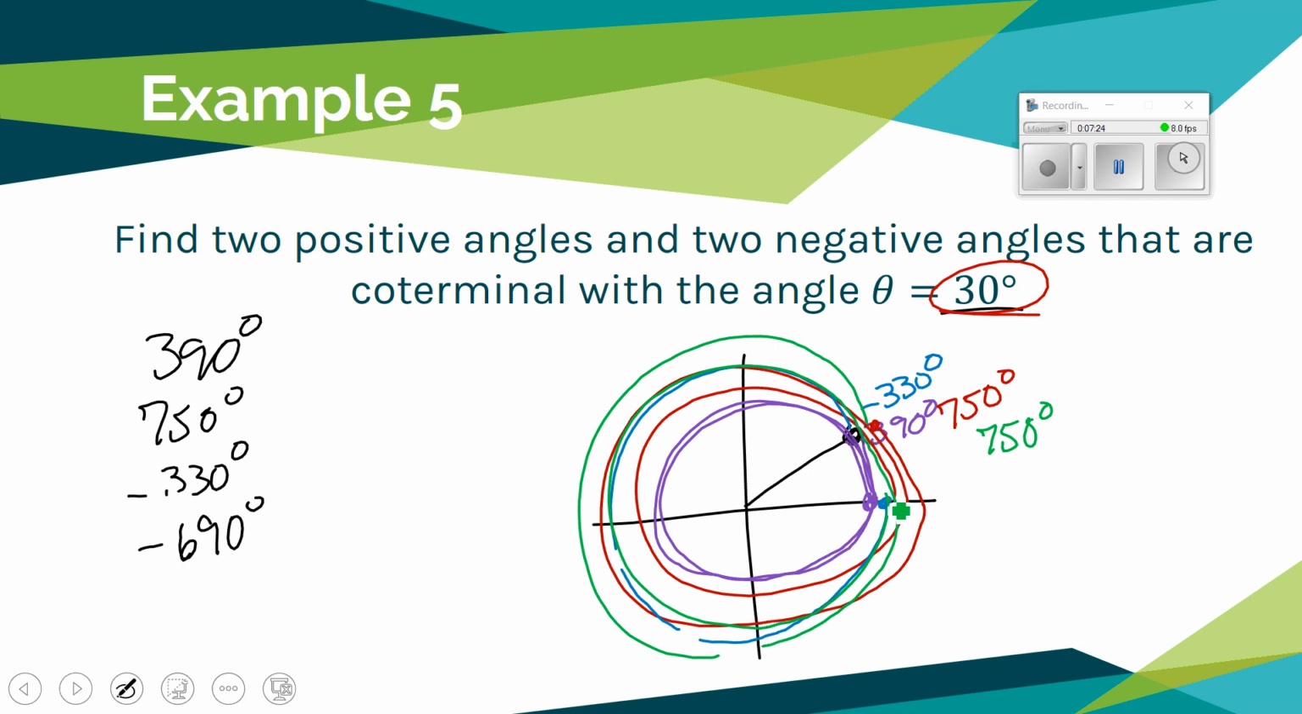This to here, that's negative 330. If you do it again, it's 750. Oh, I'm sorry, not 790. Thank you very much. Negative 690. Not adding 30, but subtracting 30. Okay. All right, so let's look at another one.